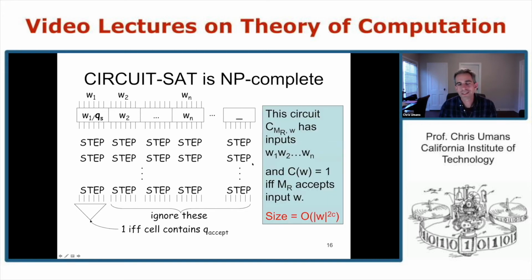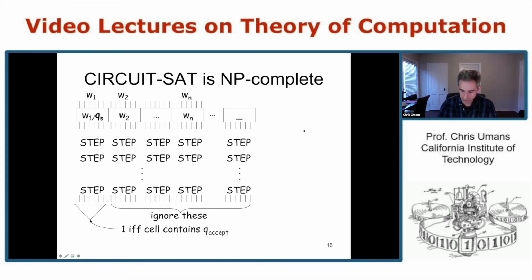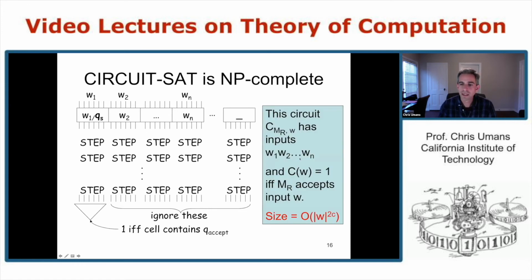Okay, and then this circuit, sort of awkwardly on the slide, is called C sub M sub r comma W, because it's the circuit associated with that Turing machine M sub r on the input W. It has inputs W1 through Wn, and it has the feature that that circuit on the string W outputs 1 if and only if M sub r accepts the input W. And its size, I put in red here, is polynomial in the length of W. And why is that? Because I think you remember we talked about the tableau having size width W to the C and height W to the C for that Turing machine, which runs in time W to the C.